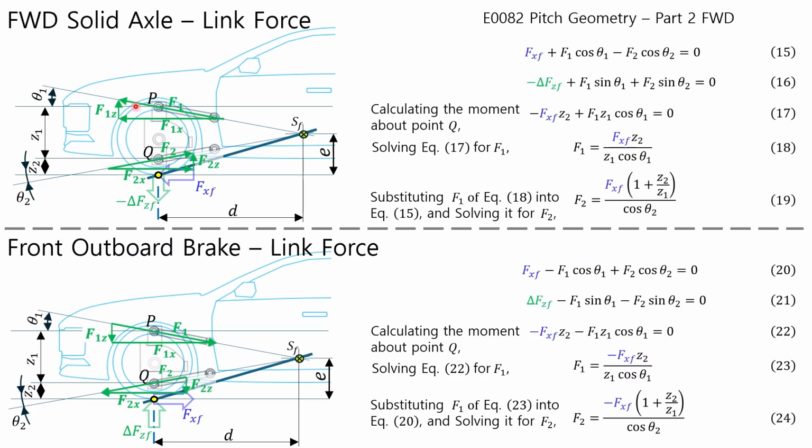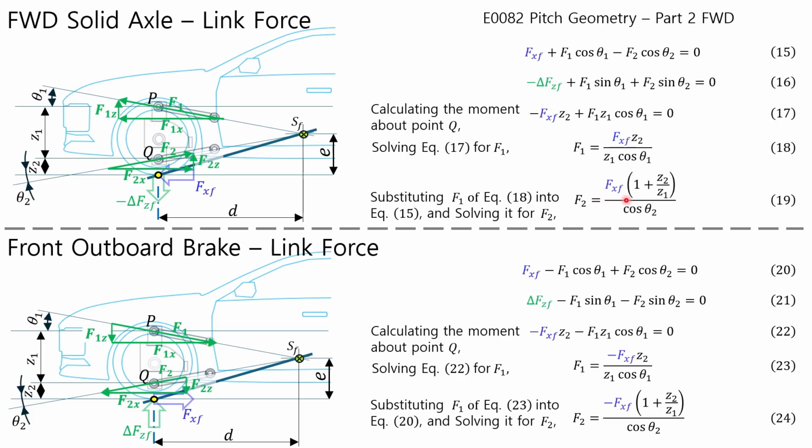Solving equation 17 for F1 yields equation 18. Equation 18 expresses the force F1 acting on the upper arm as a function of the driving force Fxf. Substituting the F1 from equation 18 into equation 15 and solving for F2 yields equation 19. Equation 19 expresses the force F2 acting on the lower arm as a function of the driving force Fxf.